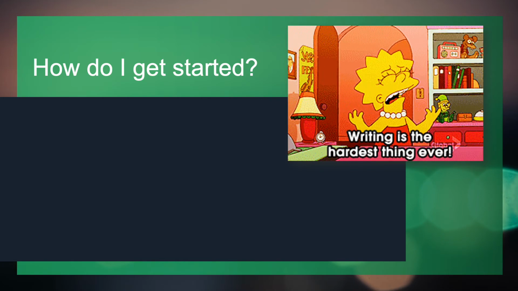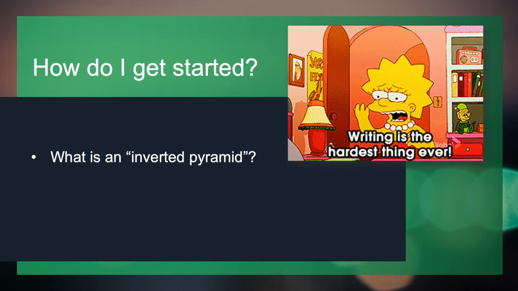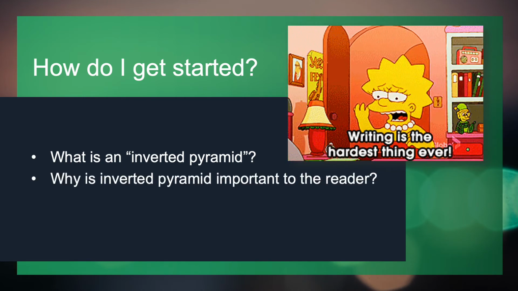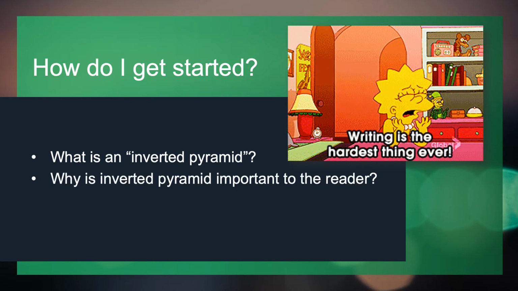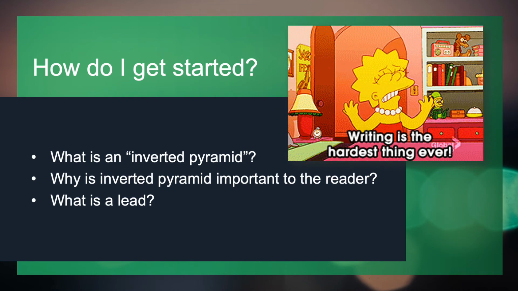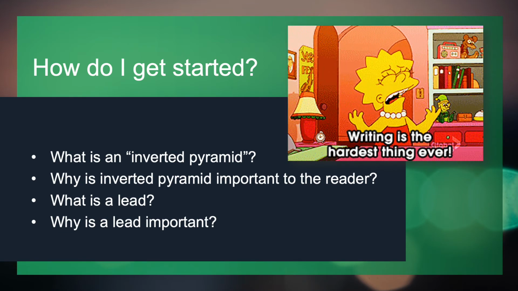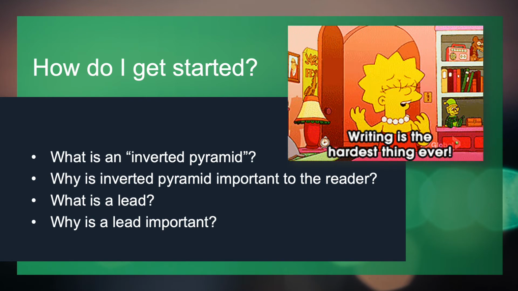So, one thing that we're going to do here is we're not going to spend a lot of time thinking and ruminating. Give yourself a few minutes and then you get started. So, what's an inverted pyramid? We need to answer that question. And why is the inverted pyramid important to the reader? What is a lead? So, your lead is going to be the top of your story. And why is the lead important? So, these are important concepts to understand in any type of media communication. Again, it doesn't matter what platform you use, you're going to have to think this way.